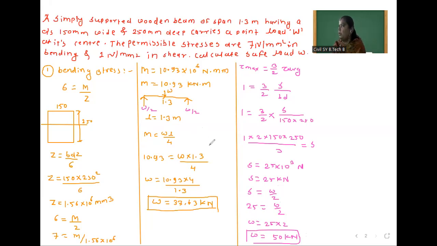So if bending stresses and shear stresses are given and you have to calculate load, first calculate moment from the bending stress equation, then load. And from shear stress, calculate W. Likewise you have to solve the question. Take screenshots.